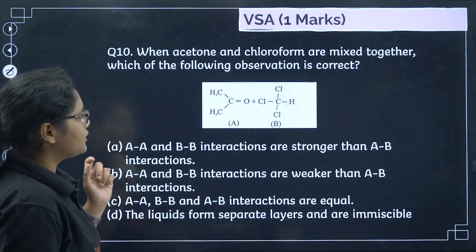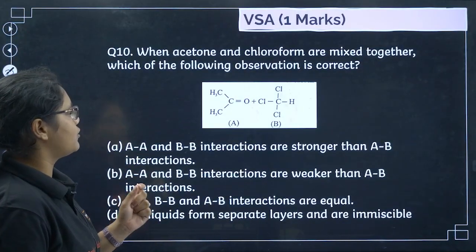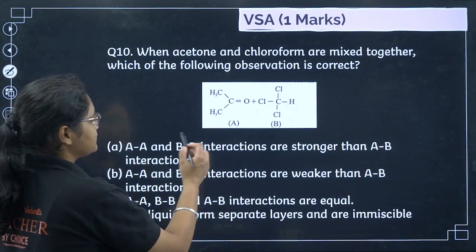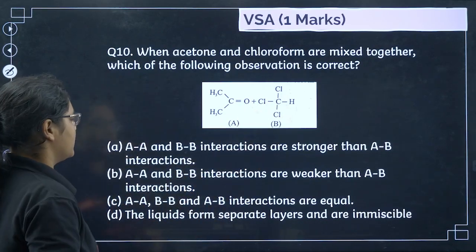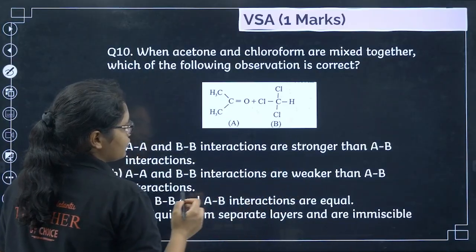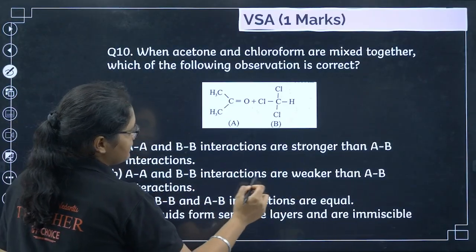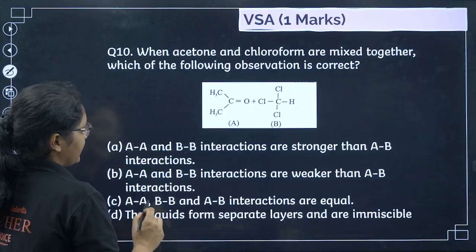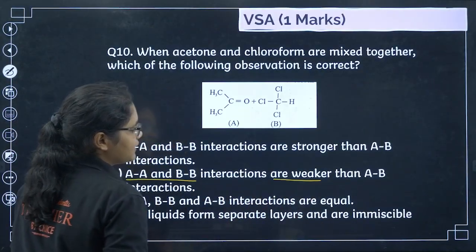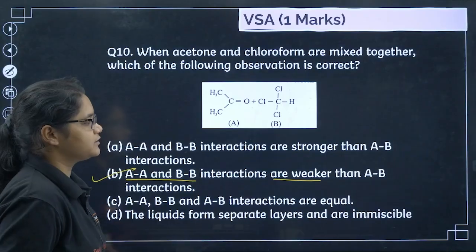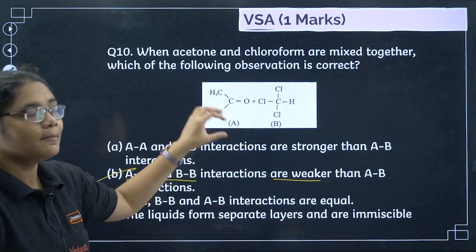Next, when acetone and chloroform are mixed together, which of the following observations is correct? When they are mixed together, hydrogen bonding is formed here and the interactions become stronger. The options: AA-BB interactions are stronger than AB, weaker than AB, or equal to AB. So AA-BB interactions are weaker than AB interactions, because here we get a strong hydrogen bonding.